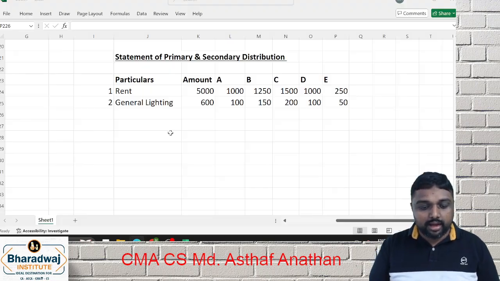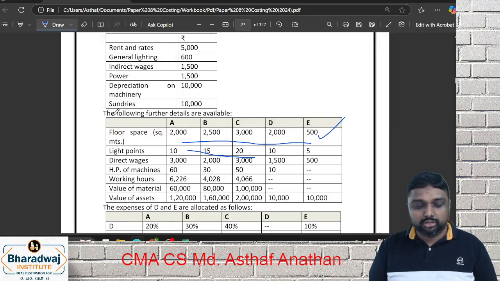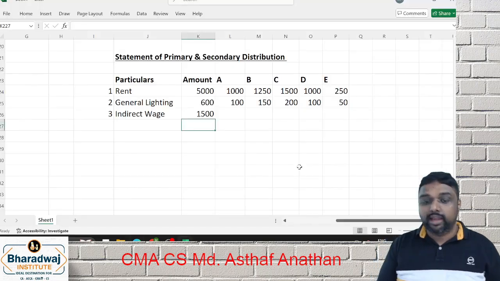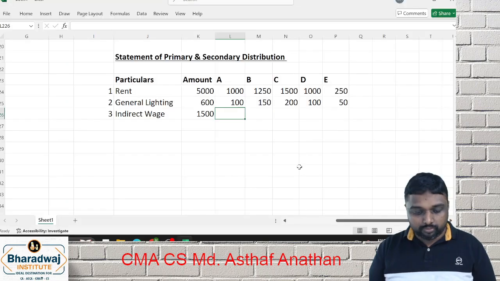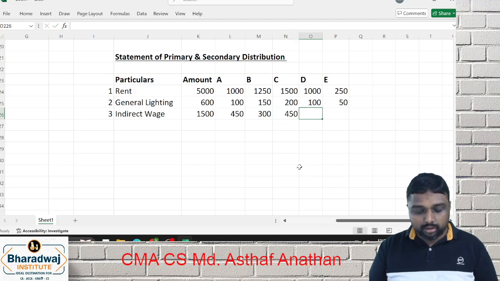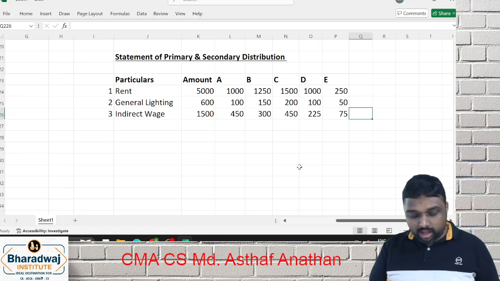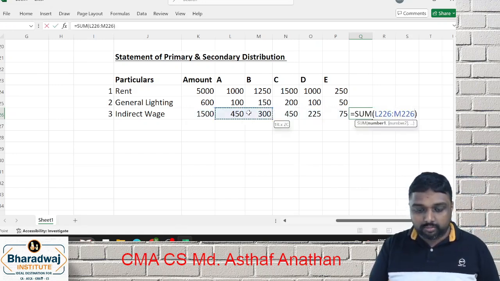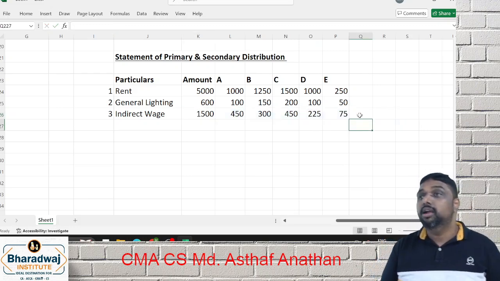Now moving further, next is what? Indirect wage. Indirect wage is apportioned on direct wage. Total amount is what? 1,500. So same point. What's the direct wage ratio we can use? Can anyone tell me the answer? 450, 300, 450, 225. See, in your calculator, if some error may happen, you can have a counter check. How? If you take the total of these items, it should be 1,500. Otherwise, you have made some small mistake.